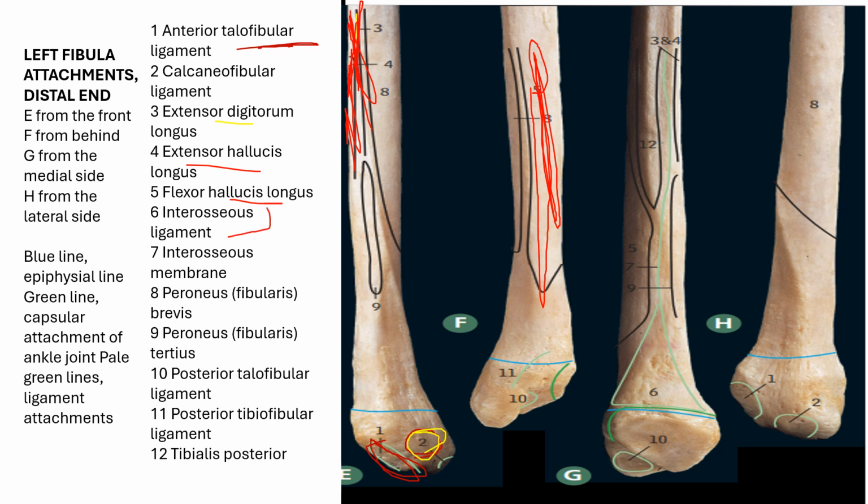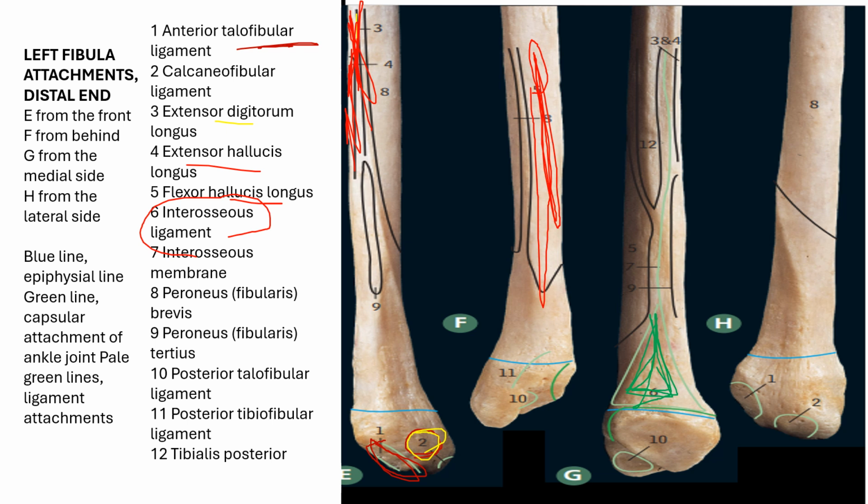The sixth one is the interosseous ligament. This is the structure in the third one, the medial structure. We can see that it's the interosseous ligament that is present between the tibia and the fibula. Its function is to hold the tibia and fibula together at the distal tibiofibular joint.